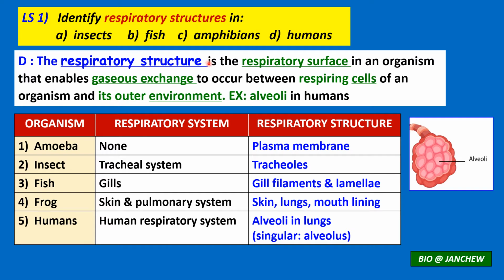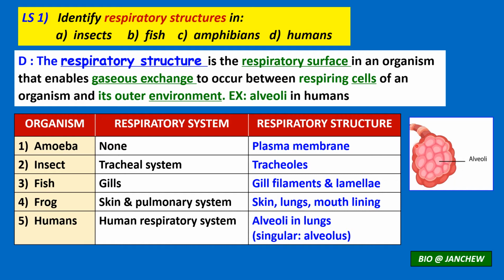The textbook defines it as such: the respiratory structure is the respiratory surface, or contains the respiratory surface, that enables gaseous exchange to occur between respiring cells of an organism and its outer environment. Gaseous exchange here is defined as the diffusion of oxygen into the organism's body and the diffusion of carbon dioxide out from the organism's body to be expelled to the environment. An example is alveoli in humans.